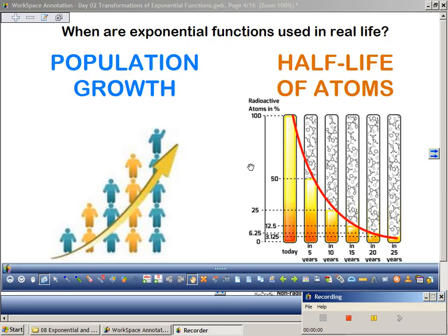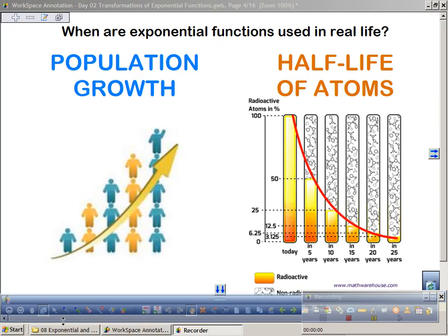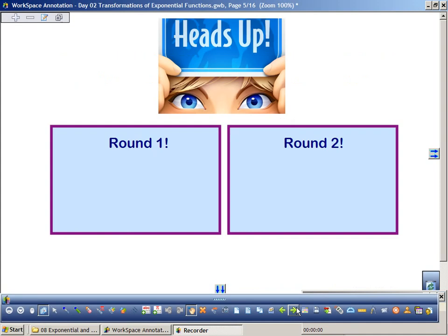Let's talk about more exponential functions. We talked yesterday about growth and decay, right? In real life, something like population growth, and something with decay would be something where we're counting how many years ago that it died, or the half-life of atoms. Lots of different things in science.